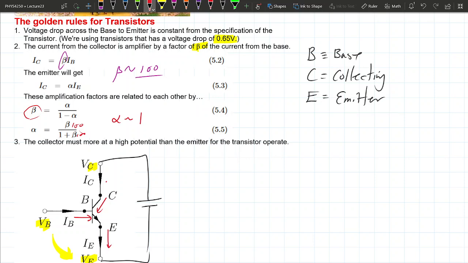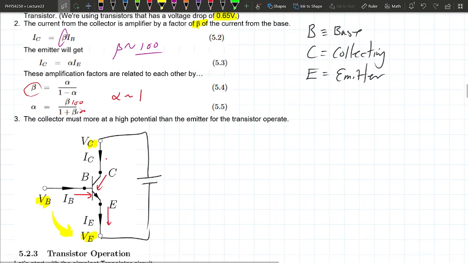The last rule is that the collector must be at a higher potential than the emitter. Because if it's not, then current is not going to flow that way; it's going to try to flow backward. Those are the 3 rules.